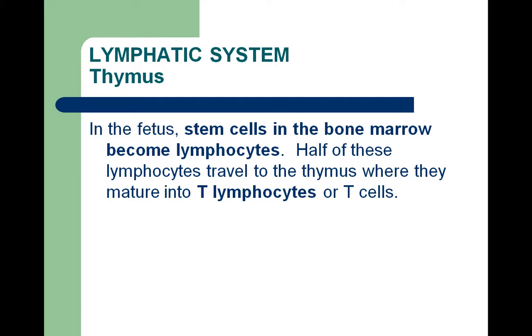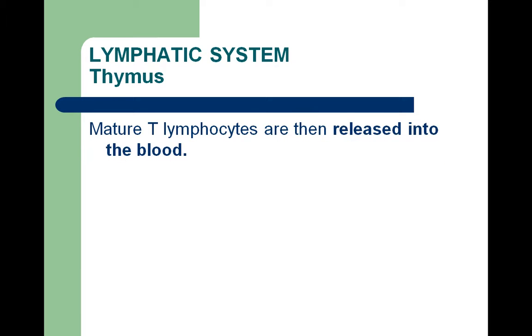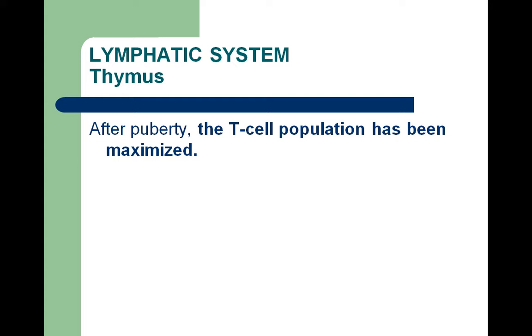Again, this talks about the development of those T cells. So in the fetus, those stem cells in the bone marrow become lymphocytes. Many of them travel to the thymus where they become T cells. Mature T cells are then released into the blood. And again, because the thymus shuts down about right after puberty, all the T cells that we're ever going to make have already been made. Again, remember that it continues to shrink and atrophy, so that as we reach 65, probably no thymus is left.